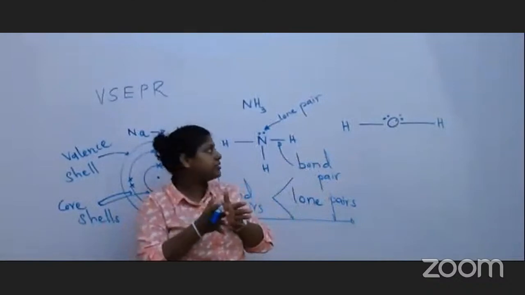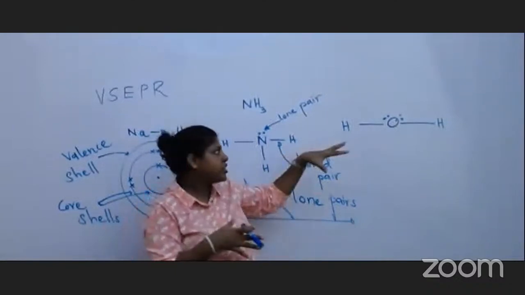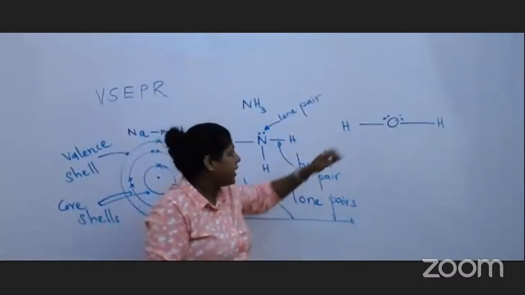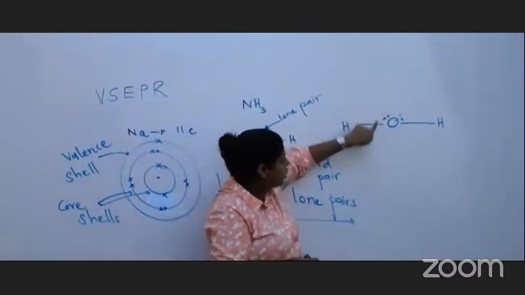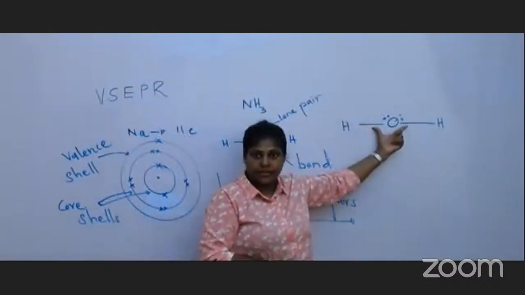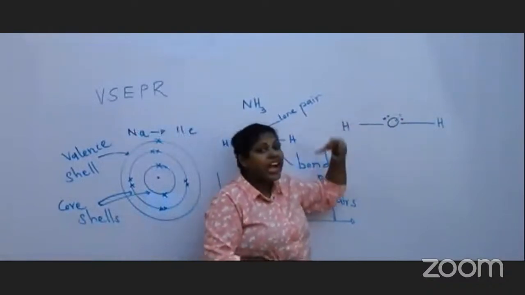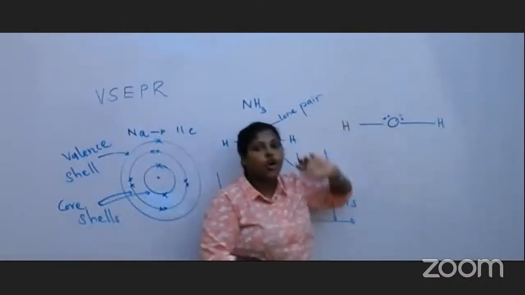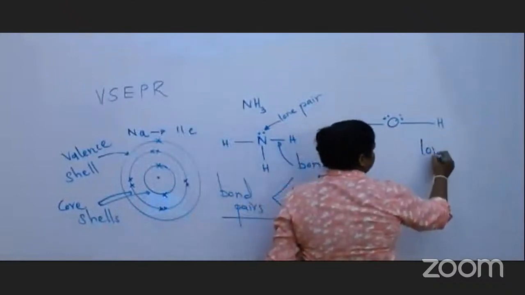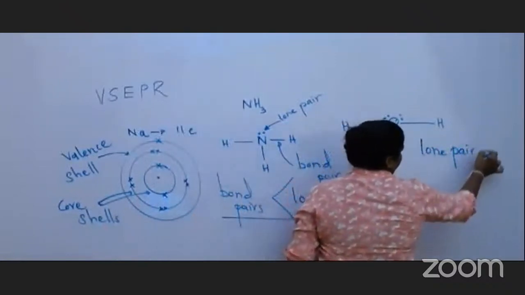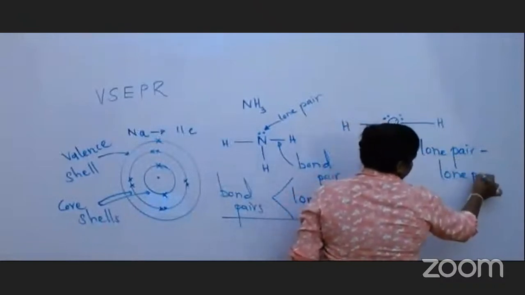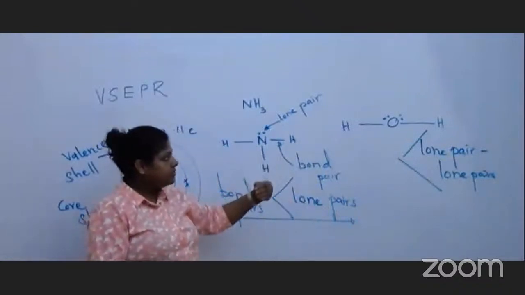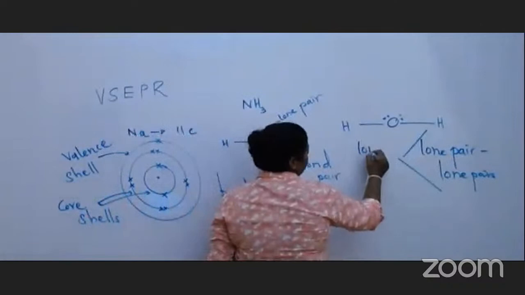Then when you consider repulsion, it may occur between lone pairs, between lone pairs and bond pairs, and between bond pairs. The highest repulsion can be seen between lone pairs. Repulsion is highest, greater between lone pairs. Then lone pairs and bond pairs.